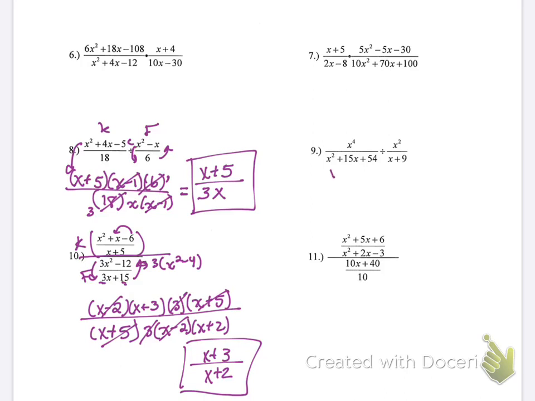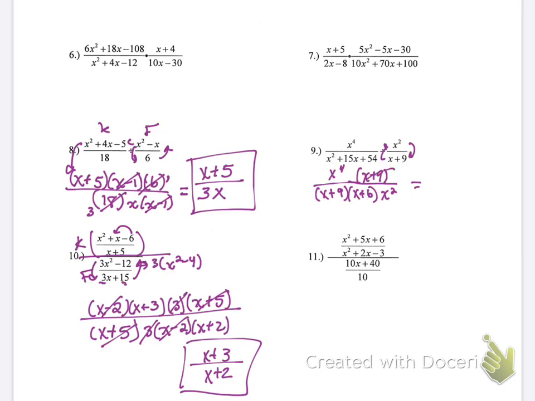You have x to the 4th on top, and then on bottom, what multiplies to 54 and adds to 15. What's that, 9 and 6? Because that's 54 and adds to 15. Okay, and then since this is division, this says, hey, make sure to move the x squared to the bottom and the x plus 9 to the top. Everything was already factored for me in that one. There was nothing more you could do.